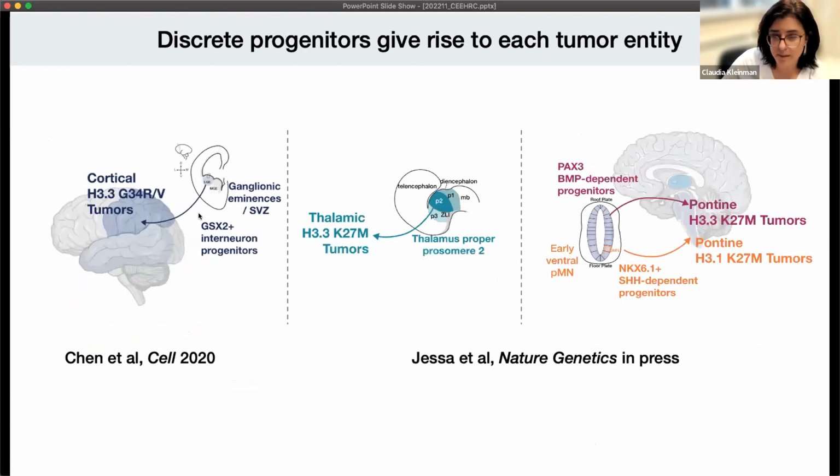So to recap this part, what we're showing is that for the tumors we looked at, we are finding very discrete progenitor origins, with the G34 in the cortex, and then the different pontine tumors originating in two different ways of OPCs, and the thalamic ones in another OPC way. In these two cases, we could link it mechanistically to why we think the partnering mutations are found in patients. In the rest, there's work to do.